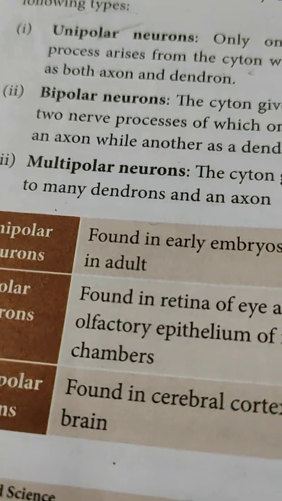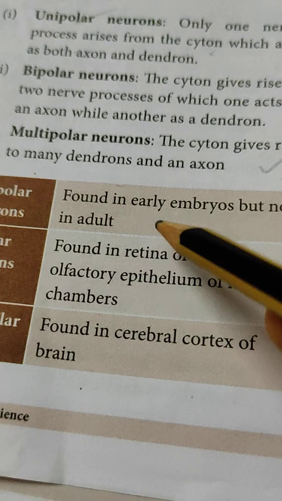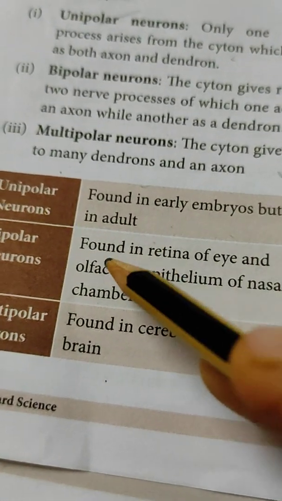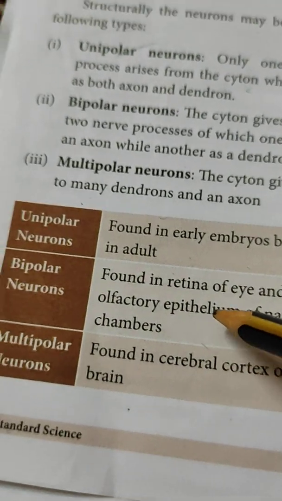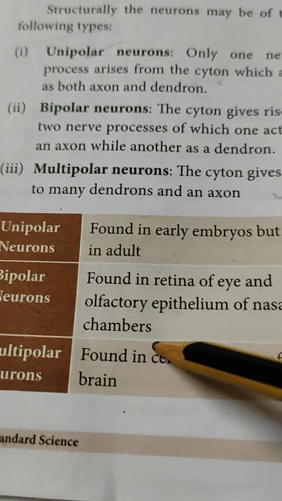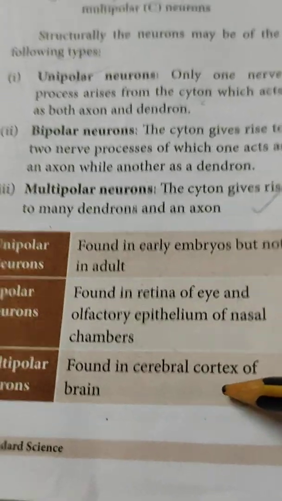Now, where can we see them? The unipolar neuron is found in early embryos but not in adults. Bipolar neurons we can see in the retina of the eye and the olfactory epithelium of the nasal chambers. Multipolar neurons are found in the cerebral cortex of the brain.